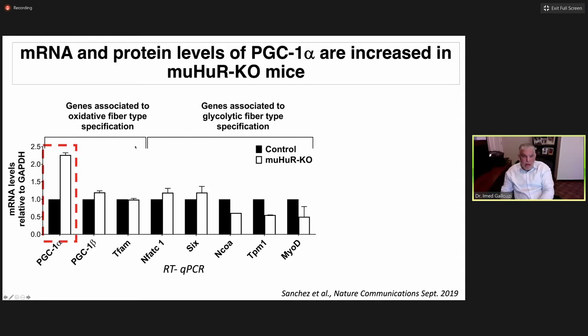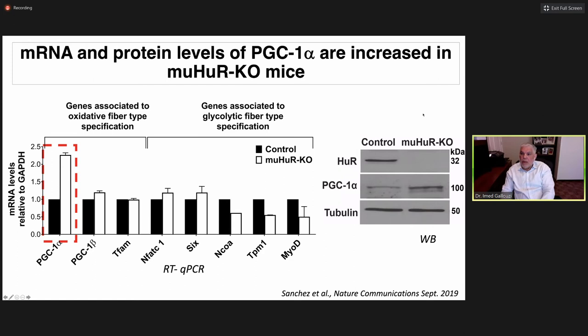And consistently, we saw, for example, in the absence of HUR, upregulation of the steady state level of PGC1 alpha, while you see downregulation of messages involved in glycolytic fiber, like TPM1, MyoD, etc. When we assessed the protein level of PGC1 alpha in these muscles, we found consistent results. We have at least a twofold upregulation of PGC1 alpha in the absence of HUR in these muscles.